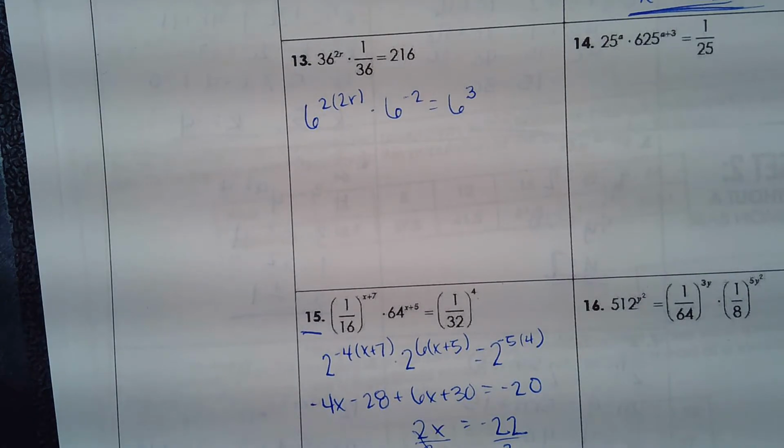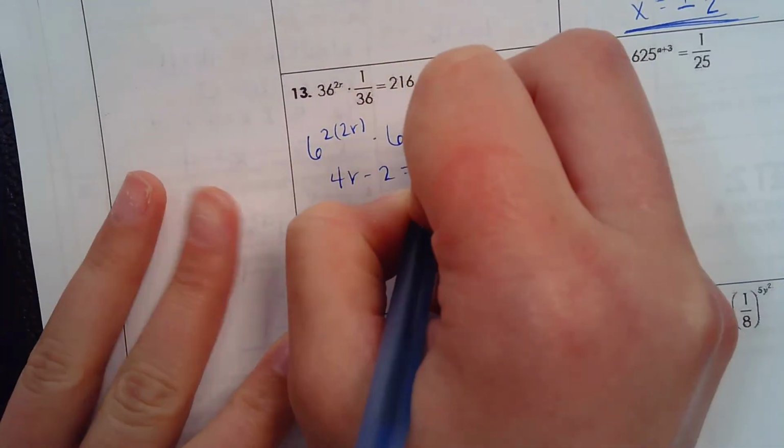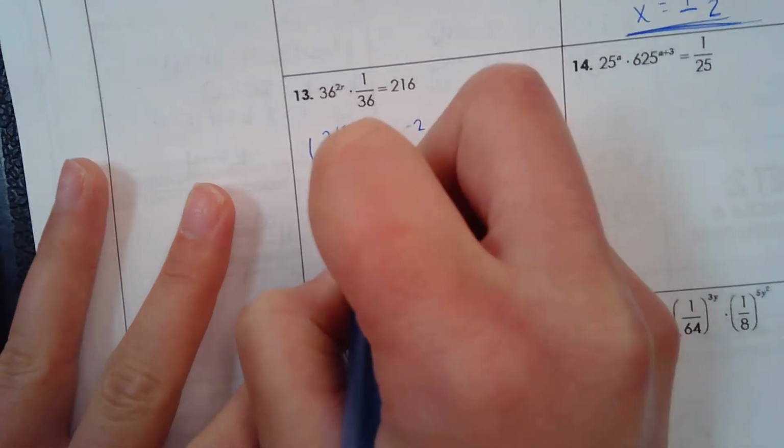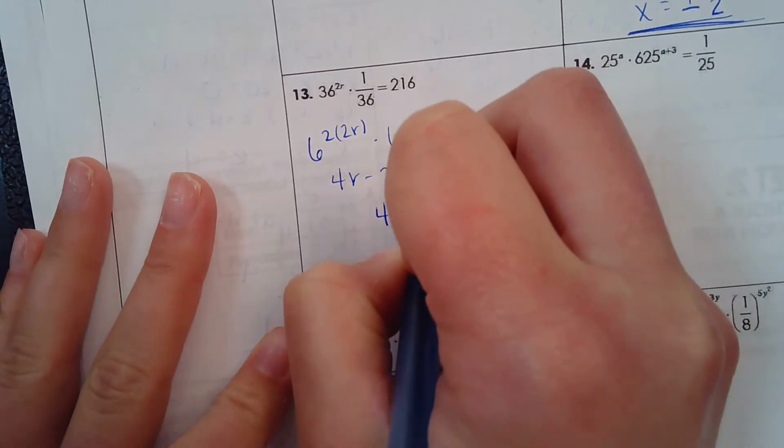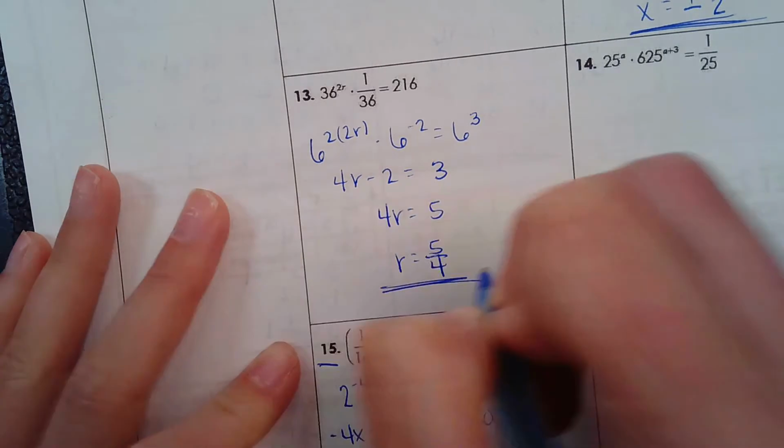Yep. All right, so 2 times 2r, that's going to be 4r. Minus 2 equals 3. So add 2, divide by 4. And that's it.